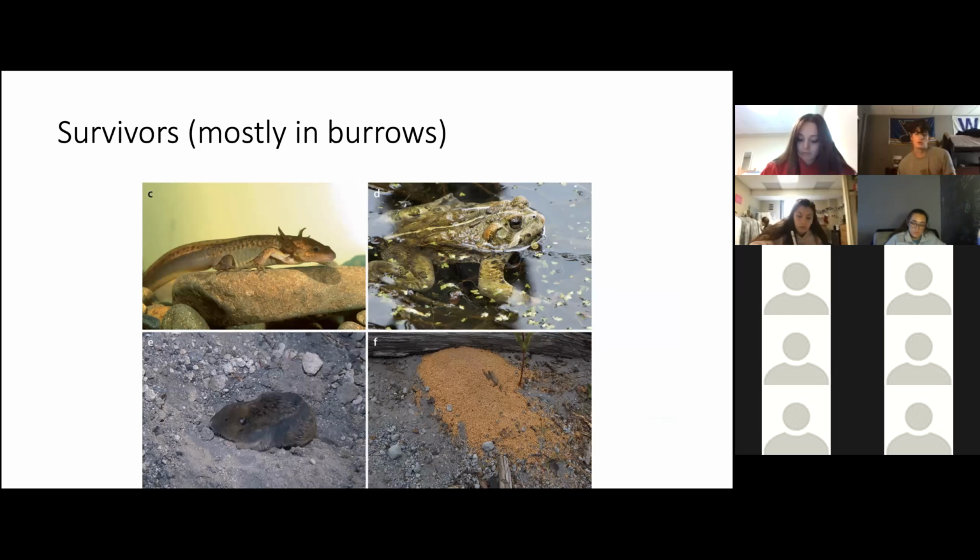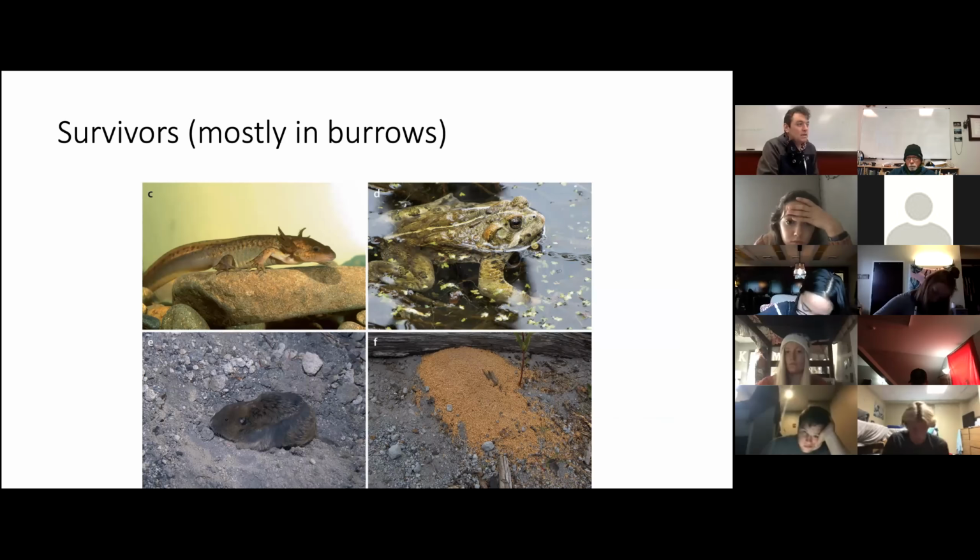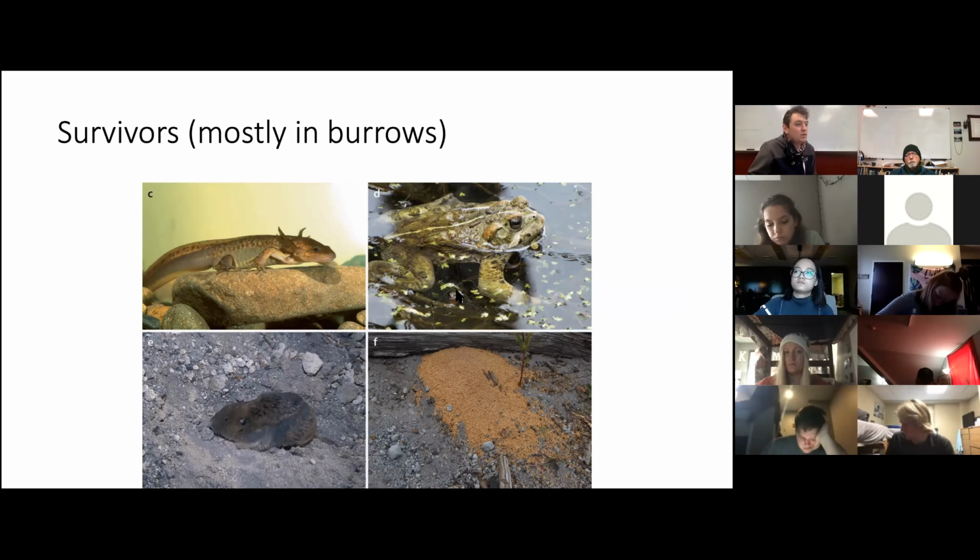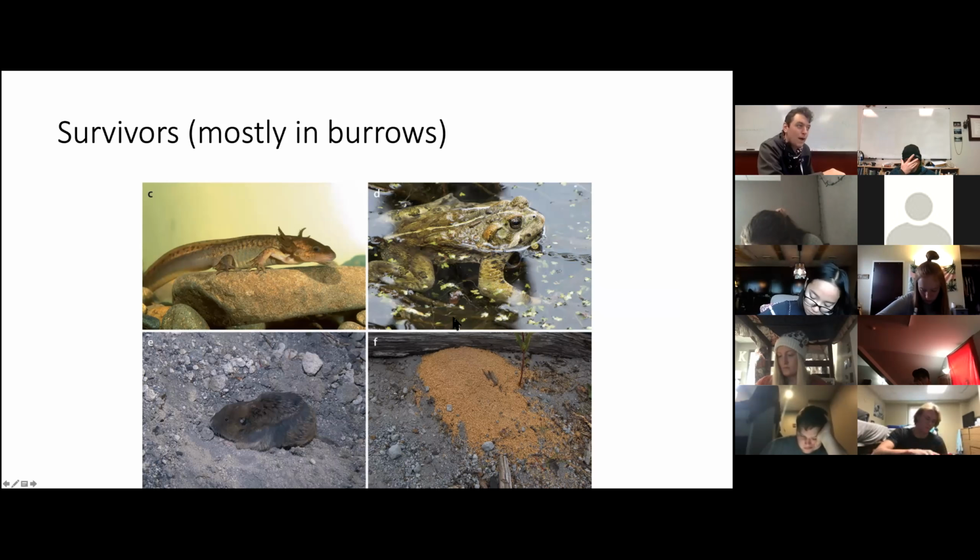There are also some animals that survived, mostly things that were able to burrow and avoid the high heat of the debris flows and the ash. So some amphibians that were able to be in the cool ponds, but maybe were covered in ash, were able to burrow back out through. So this is a salamander larva. We've got frogs and toads, for example.